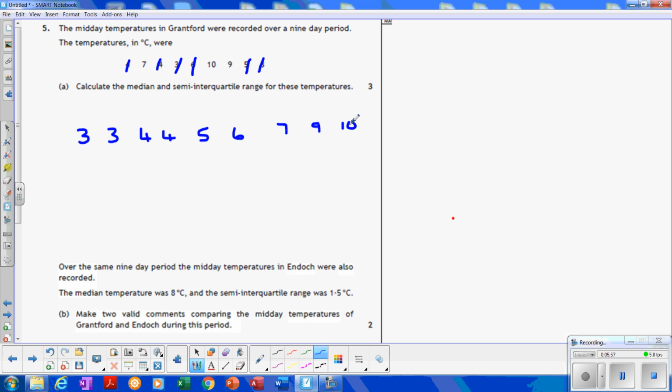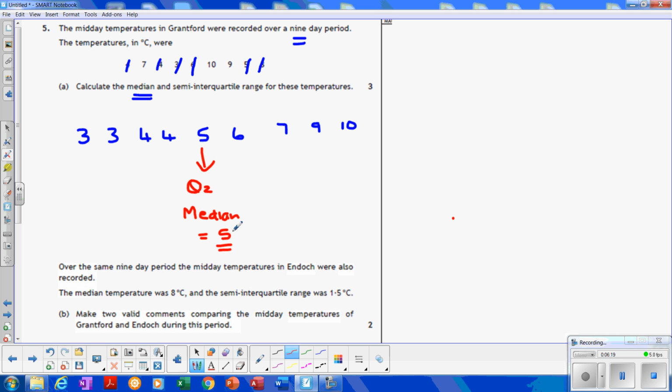Right, now we want to find the median first of all. So the median is the middle number when they're put in order. Now there's 9 numbers. It told us there was 9. So the mid one there is going to be the one with 4 on that side, 4 on that side. So that's going to be Q2, which is the median. So the median is equal to 5.